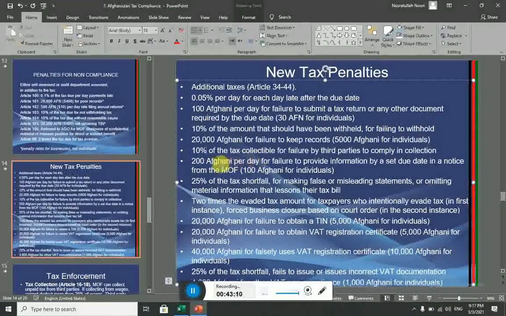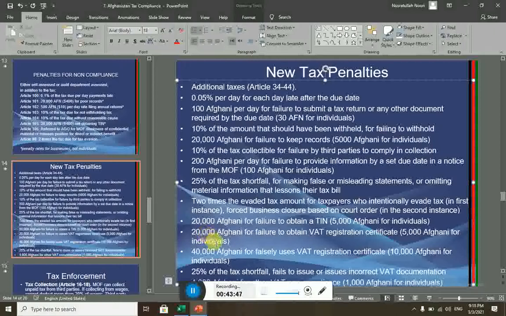It's the new penalty applied. This is also a new penalty applied. 200 Afghani per day for failure to provide information by a set due date and notice of the Ministry of Finance. And 100 is for sole proprietorship businesses. 25% of the tax shortfall. That's also a new penalty. 2 times the evaded tax. That's the same. This is also new. 20,000 has reduced, and 5,000 is for individuals.